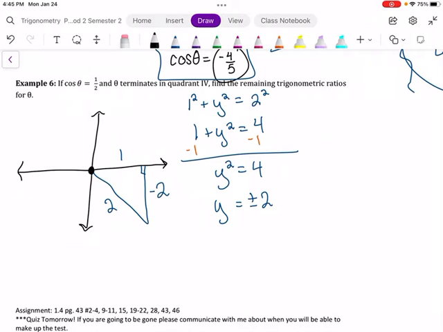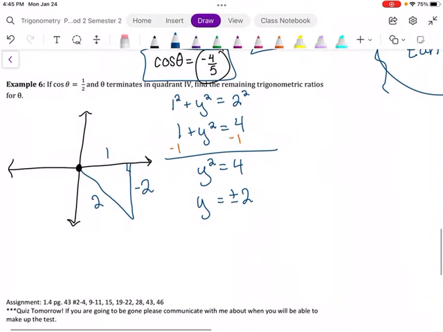And once we have that, I'm just going to go ahead and find all 6 of my trig functions. Even though it gave us cosine, I still like to write it down just so I don't accidentally forget one. If you don't write it down, you wouldn't be docked, as long as you had the other 5 that you needed.